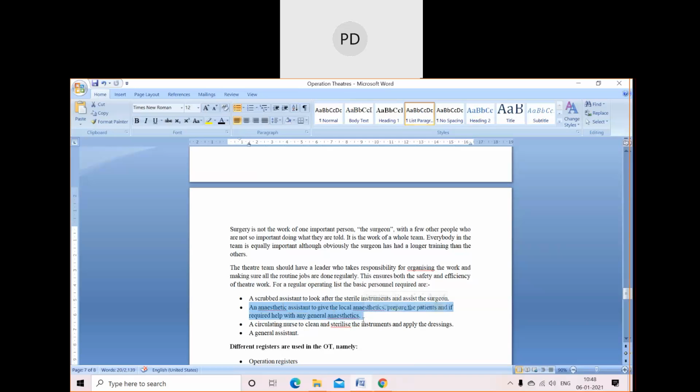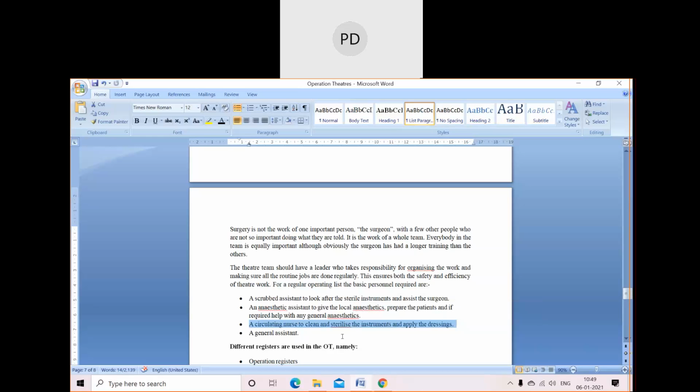Then a circulating nurse, I say running nurse, is the person who would be cleaning the instruments. Sterilization doesn't happen in the OT, but after cleaning and drying, you send those packaged items to the CSSD for sterilization, and they come back to the sterile room attached to the OT, so that you can use them again for the next surgery.